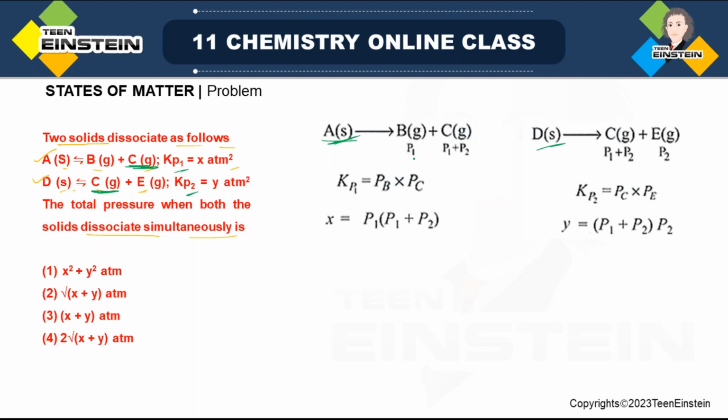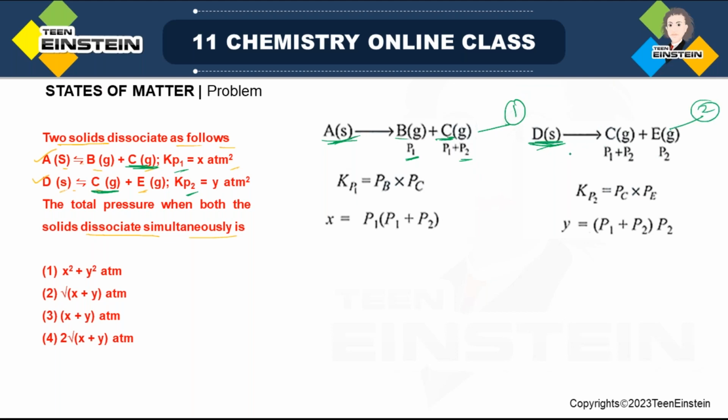From A you are getting gas B, whose pressure is P1, and for C that is also P1, because 1 mole of each is produced. The stoichiometric coefficient ratio is 1:1. Similarly from D, now why is it P1 plus P2? Basically C is common in both the reactions. This is equation 1, this is equation 2.